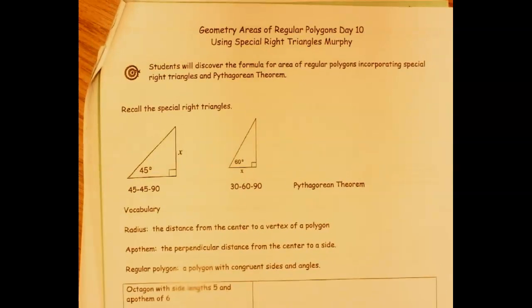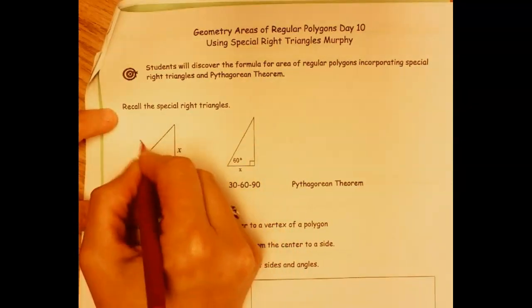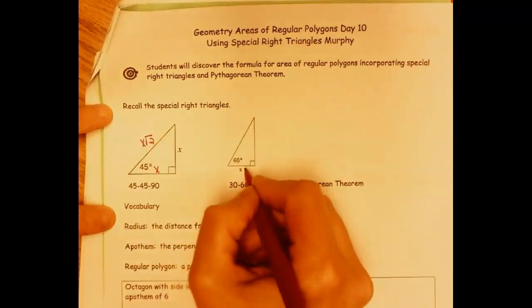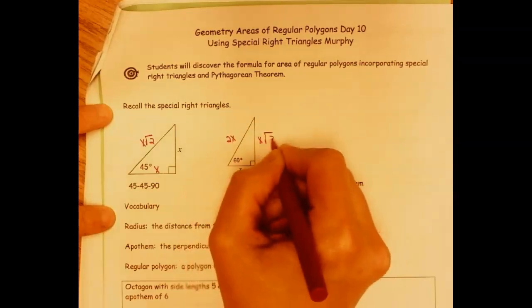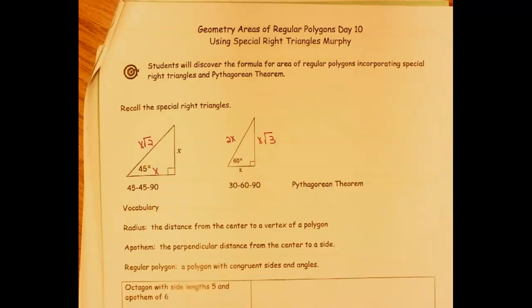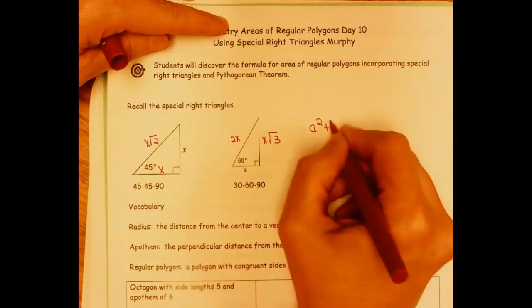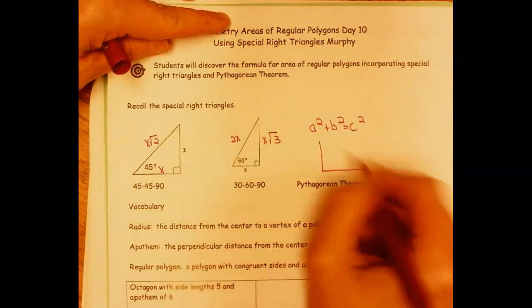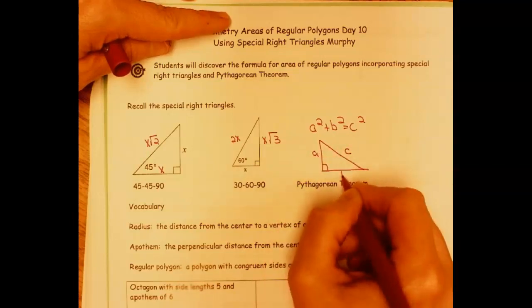So again, just to get those special, the first one is that 45, 45, 90. So if that side is x, this is x, and this is x radical 2. And the 30, 60, 90, if this is x, we know the hypotenuse is 2x, and the long leg is x radical 3. And then finally, that third option is using Pythagorean's theorem. So a squared plus b squared equals c squared. And just a reminder, c has got to be your hypotenuse.